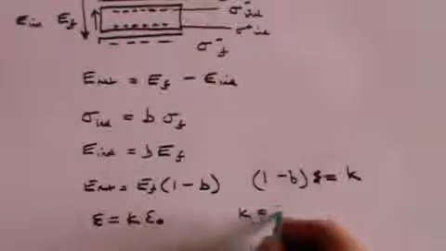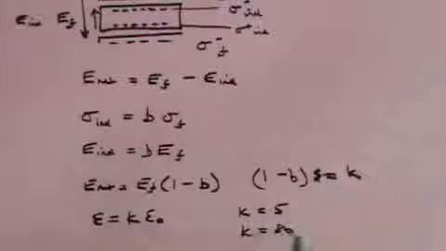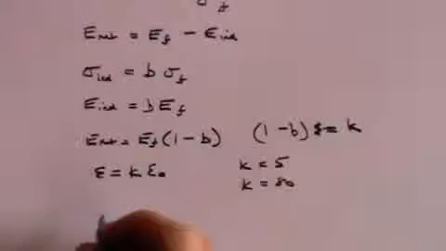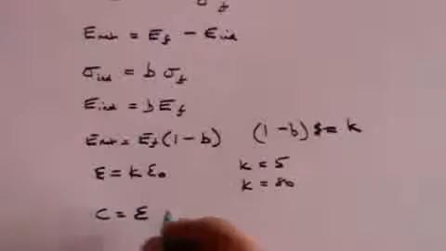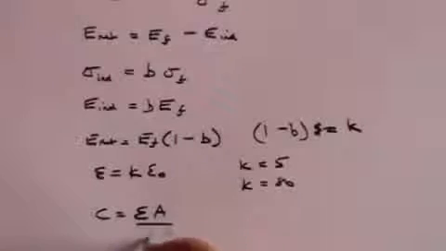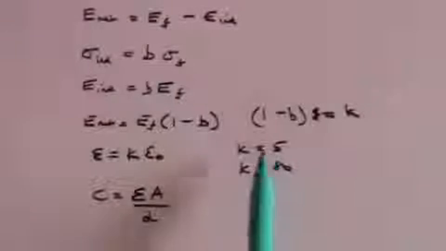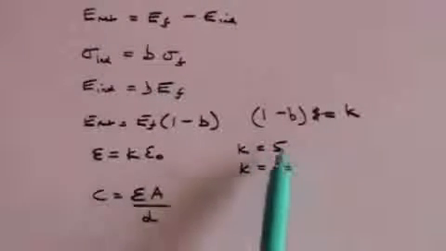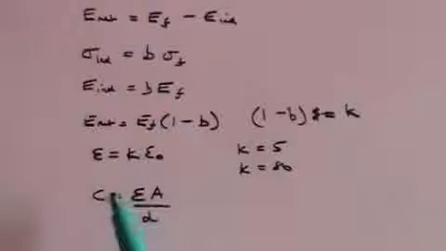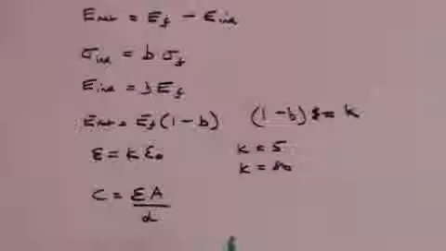For glass, K is 5. For water, K is 80. So since the capacitance equals epsilon, which is K epsilon 0, times the area of overlap divided by d, what that means is that if you put a glass dielectric between the two plates, then the capacitance will be 5 times greater than if you had not had the glass between the plates.